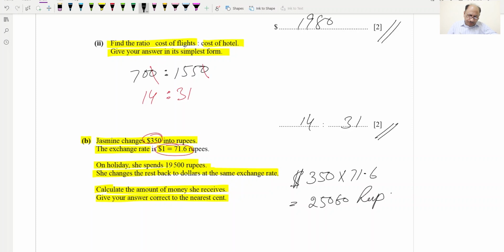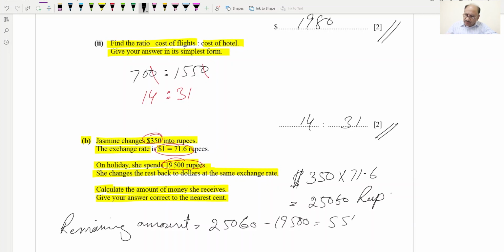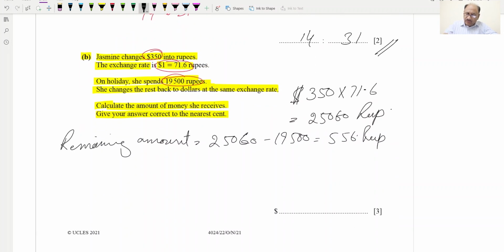Now after that she spent this much amount, so what will the remaining amount be? The remaining amount after spending is 25060 minus 1950, which is equal to 5560. This is in rupees, and this is the amount which we have to convert into dollars.